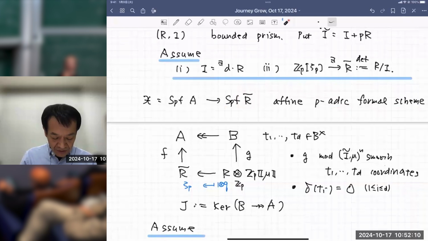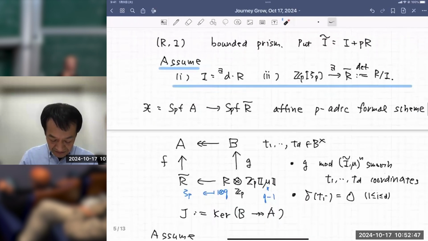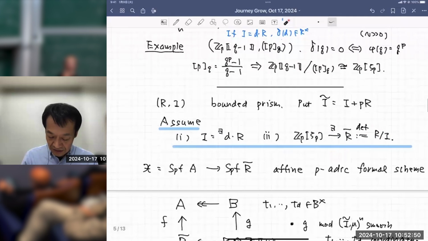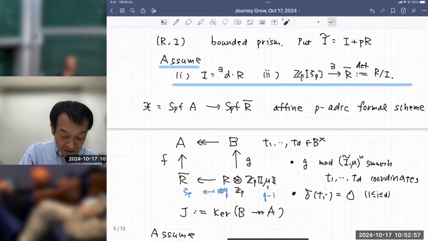And to describe crystals, I take this commutative diagram. Since R doesn't have a parameter q, I add a parameter q by tensoring this prism. So this is q minus 1, I just add the parameter q. Then we have a map from the tensor product to R bar by sending 1 tensor q to zeta_p, because I choose one homomorphism from here to here, and using that, we can define a surjection here.